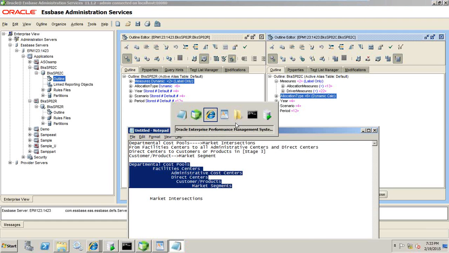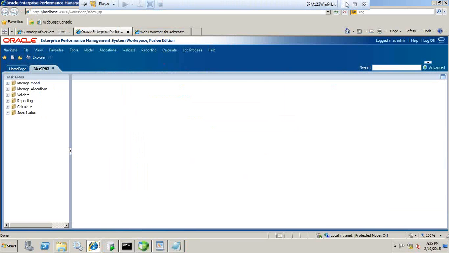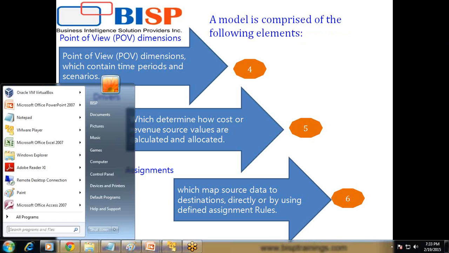It seems like it's stuck up. We have allocation and system defined dimension.